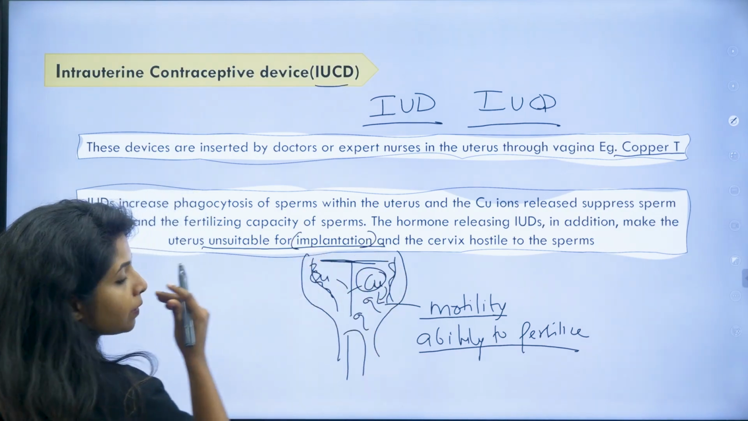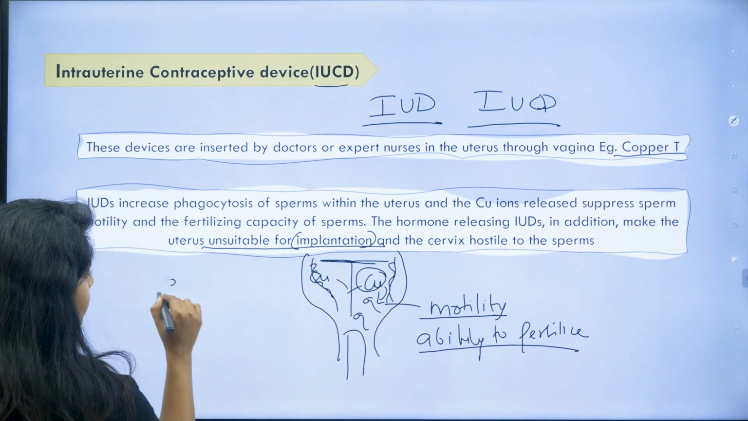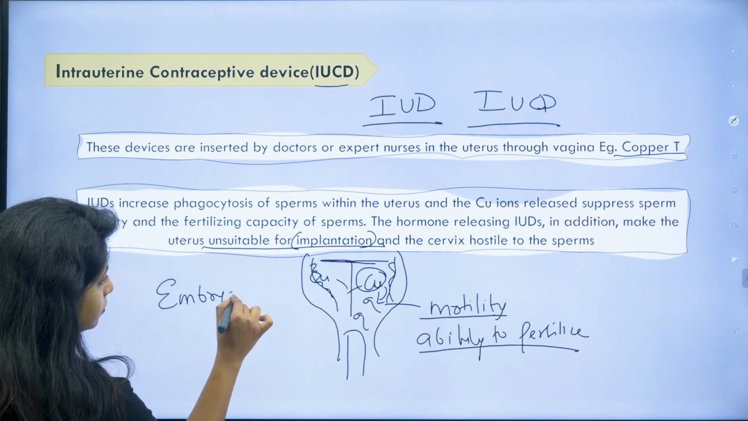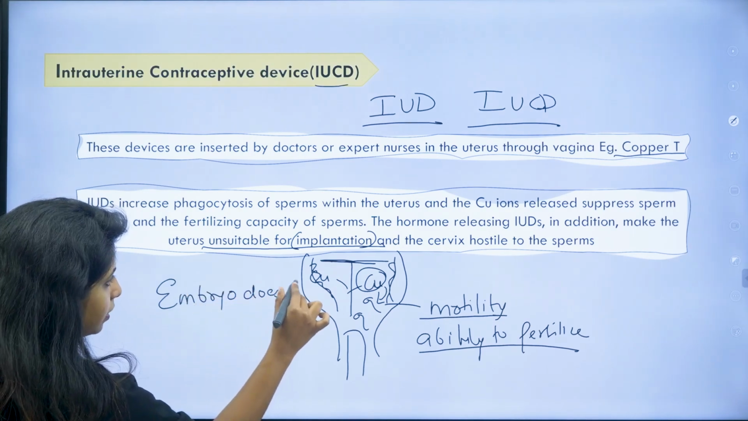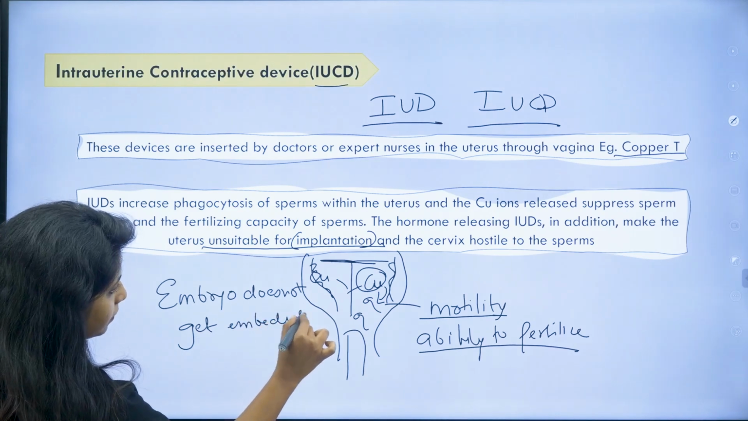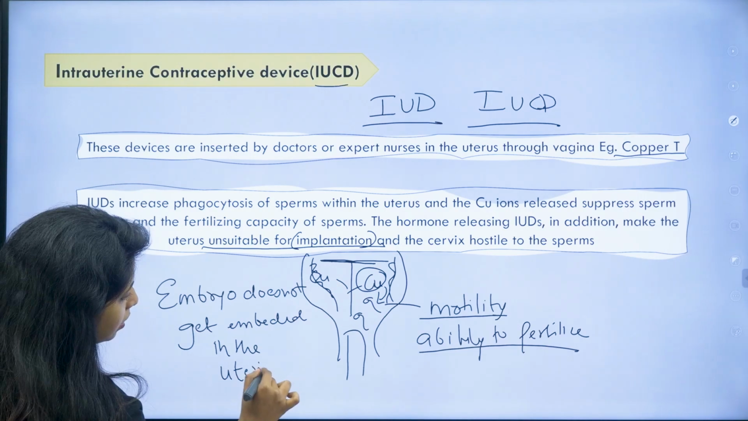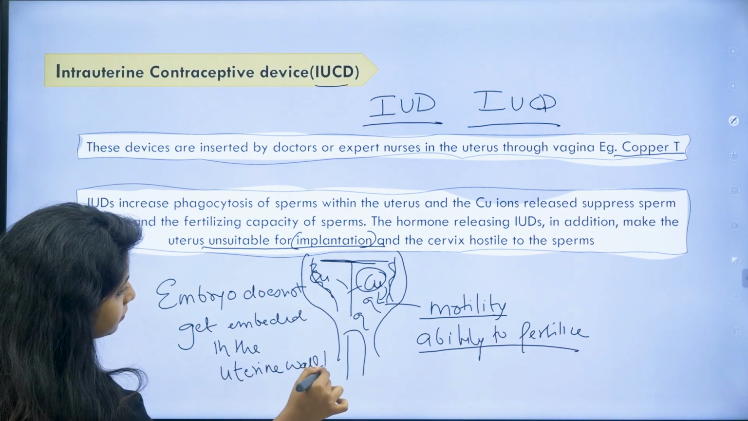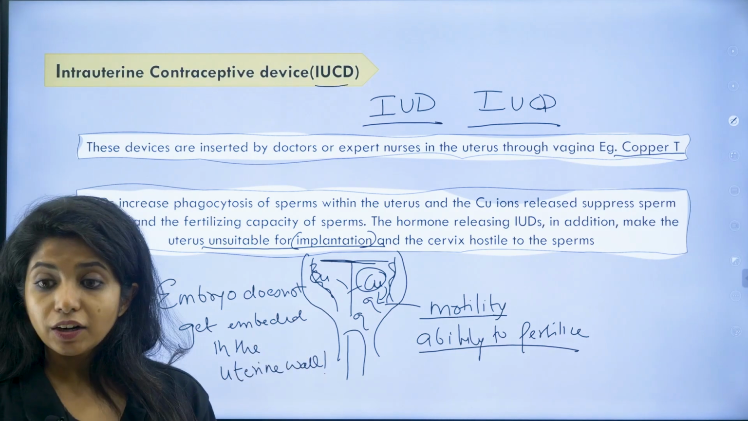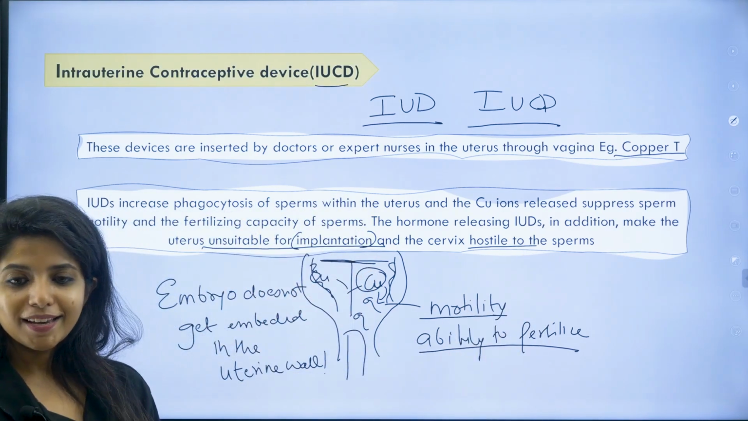Implantation, as I said, is for the embryo to get embedded into the wall. The embryo does not get embedded in the uterine wall. Got it? And it also makes the cervix hostile to sperm, as in nothing is happening. Okay, so that is one thing.